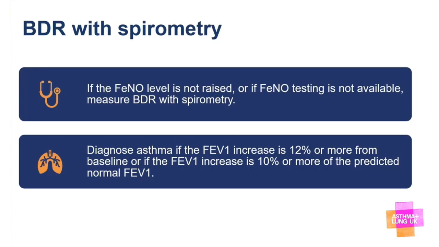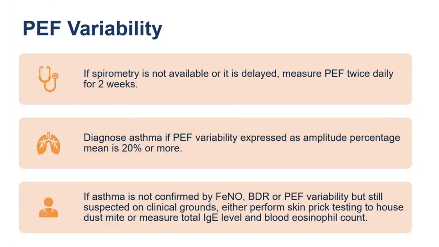Again, looking at spirometry in children. So if pheno is not available, then moving straight onto that. And again, you're looking for that 12% from baseline in this age group. Similar to adults, if spirometry is not available, then peak flow is a valid way of diagnosing asthma. And using that very similar to how we do in adults, best of 3 readings, morning and evening, same time every day, and doing that for 2 weeks.